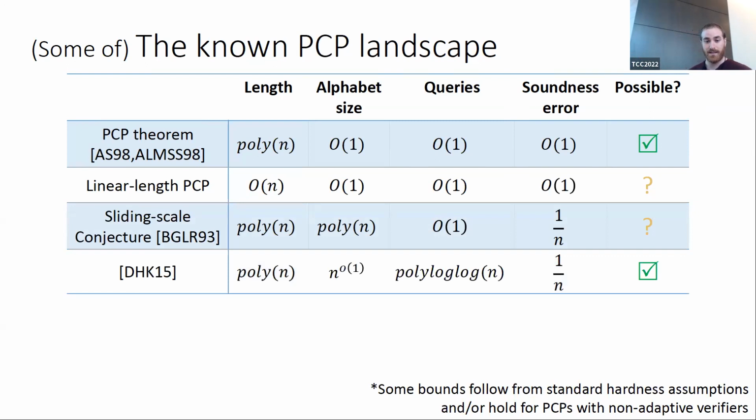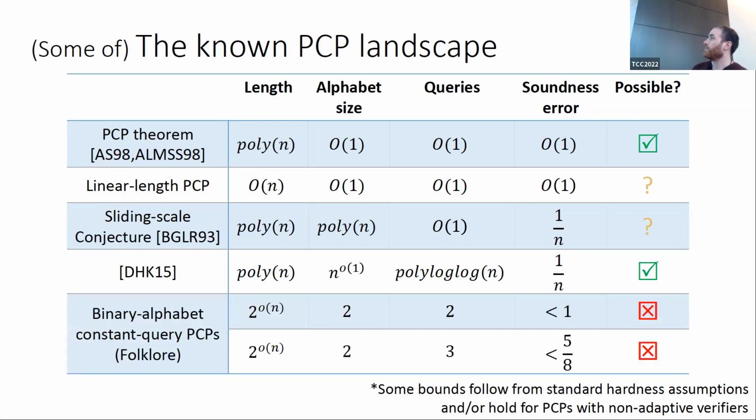What we do know is to get relatively close, by work of Dinur, Harsha, and Kindler, which gets to polylog log n queries and this soundness error that we wanted. And finally, what if we really restrict the alphabet size and restrict the number of queries? Then for binary alphabet constant query PCPs, if we have just 2 queries, we know that there can't be PCPs like this. And if we have 3 queries, there can't be PCPs like this with soundness error that is better than 5/8.